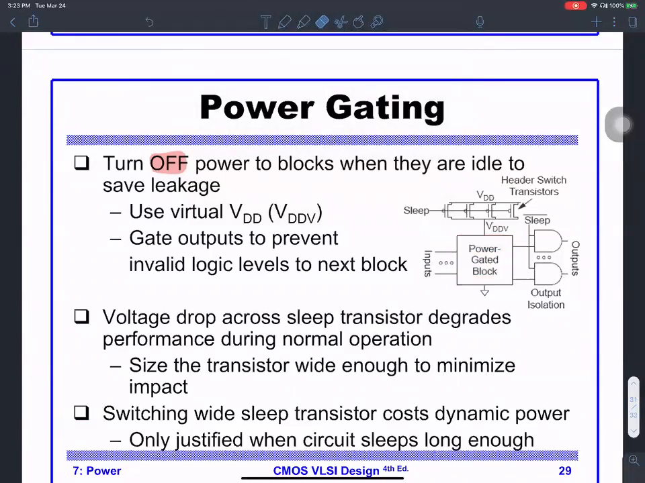So these are different techniques: power gating, and we looked at clock gating. We looked at different techniques to lower the power consumption. That's the discussion about power consumption that we did in the last class. Any questions so far, please?